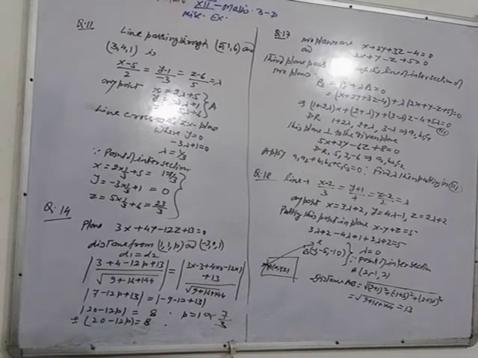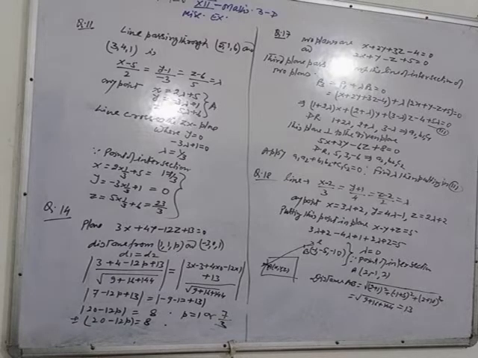12th math students, let's see some more problems from the miscellaneous exercise of Chapter 11. The topic is 3D geometry. Question number 11, a line passing through 2 points. First you have to find the equation of the line passing through 2 points.